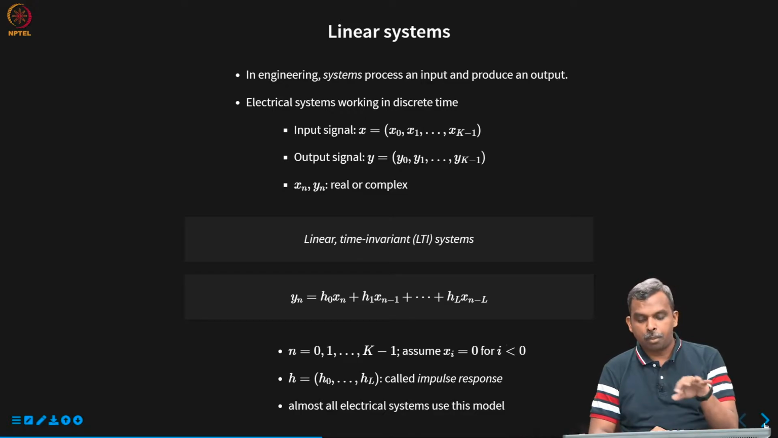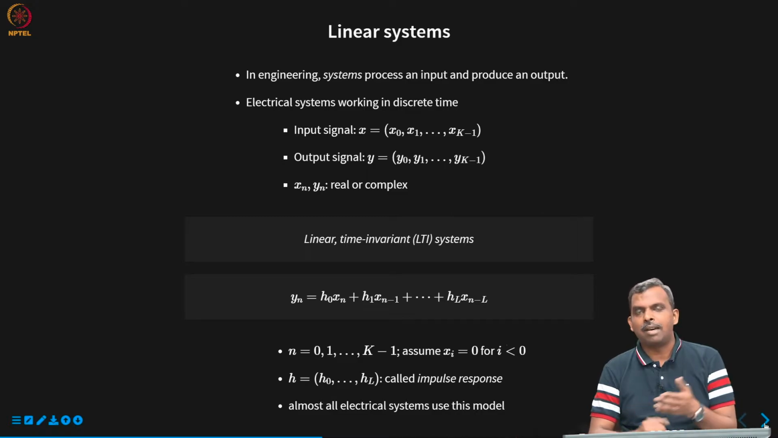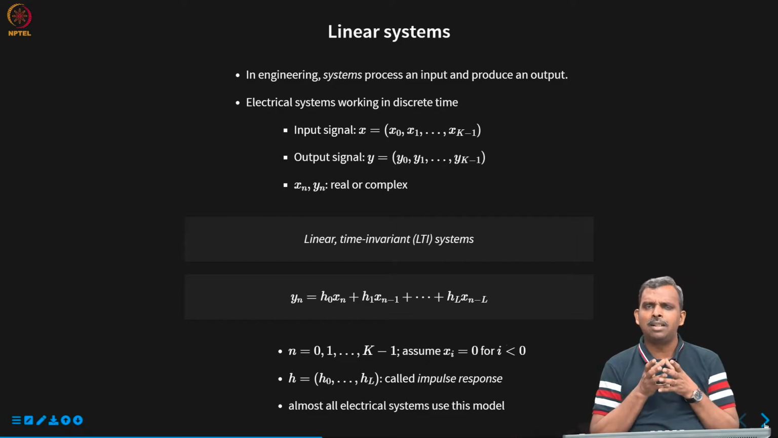This operation is called linear convolution in electrical engineering. It's a very simple definition, right? To generate the output at time n, you take a linear combination of the previous L plus 1 input values. How do you do it? You scale each of the values by some constants that you have, add them up and put them out as the output. It seems like a simple way to design systems, but this is very powerful.